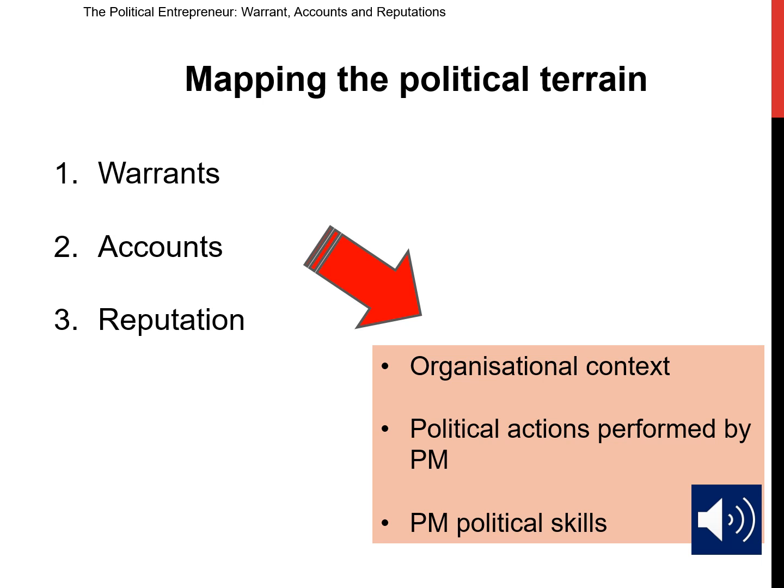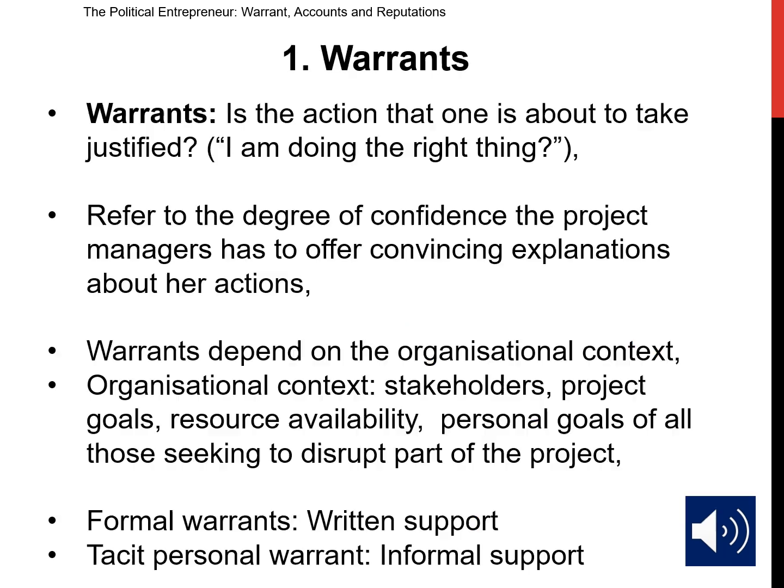And when we see these three aspects together, they will help us to explain how warrants, accounts, and reputation will help to map the political terrain during the implementation of projects. Mapping the political terrain involves first knowing whether or not the project managers have warrants in order to justify the action that he or she will take to achieve the goals of the project.